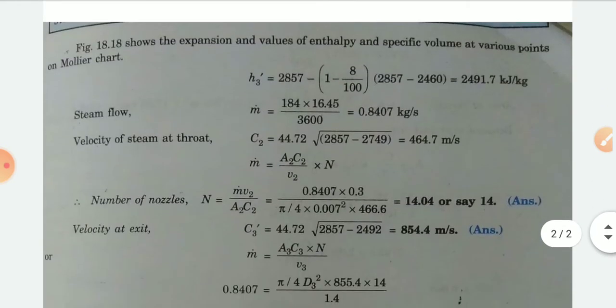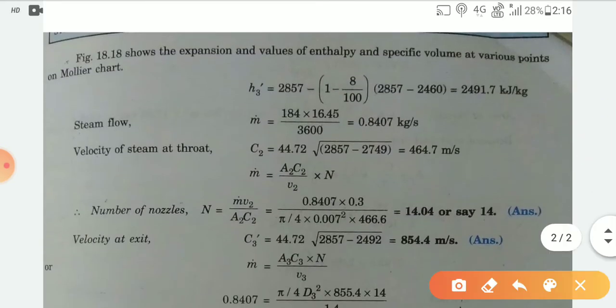So you can find H3 by using the graph, with 8% drop. So H3 is 2491.7, and for steam flow you can write m is the mass flow rate, given 184 power developed into 16.45 and divided by 3600. That means you can find it in kg per second. This is the value. So you can also find velocity at throat, C2.